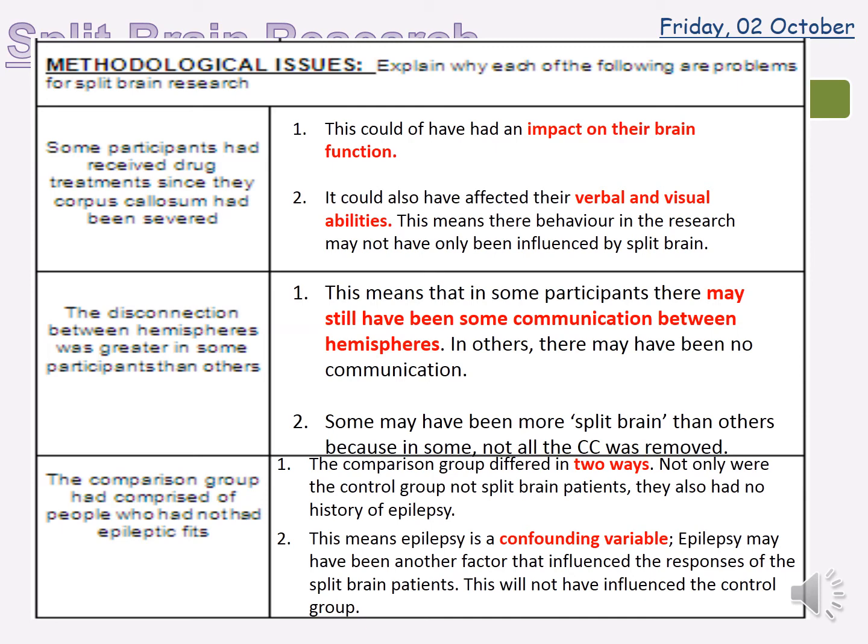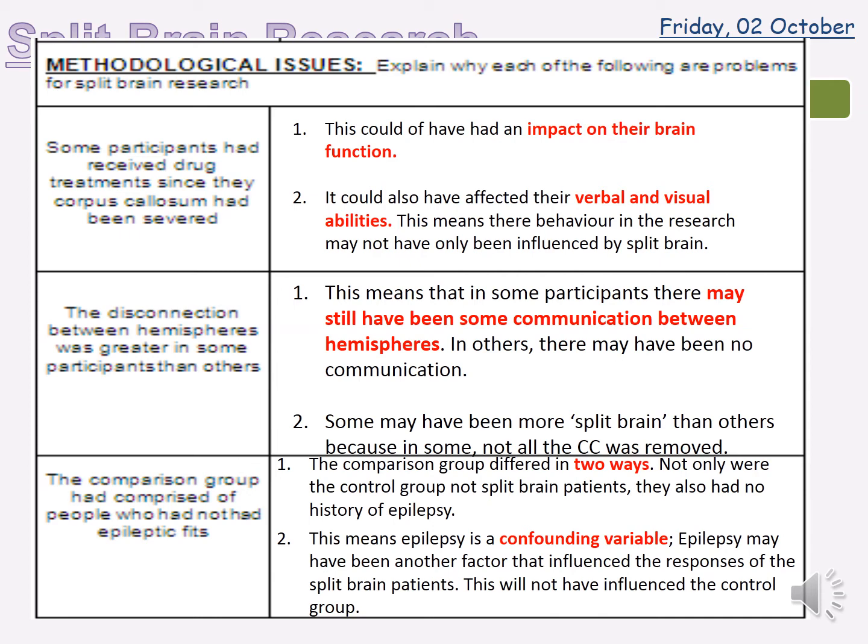Okay, so some participants had received drug treatments that could have had an impact on their brain function. The other thing is it could have also affected their verbal and visual abilities, and this means that behaviour in research may not only have been influenced by split brain. The fact that disconnection between hemispheres was greater in some participants than others means that there may have been some communication between the hemispheres. However, for some people there may have been no communication. Therefore, some patients may have been more split brain than others because not all of the corpus callosum was removed.